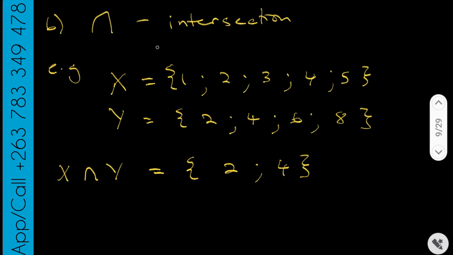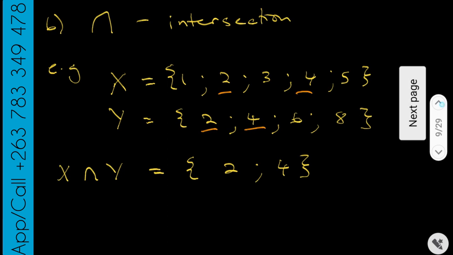Then this symbol means intersection. It means what's found in one set that is also found in the other set. So if I have a set X with 1, 2, 3, 4, 5 and a set Y with 2, 4, 6, 8, I realize that 2 is found in both sets and 4 is found in both sets. So X intersect Y is 2 and 4. These are the two numbers that are found in both sets.